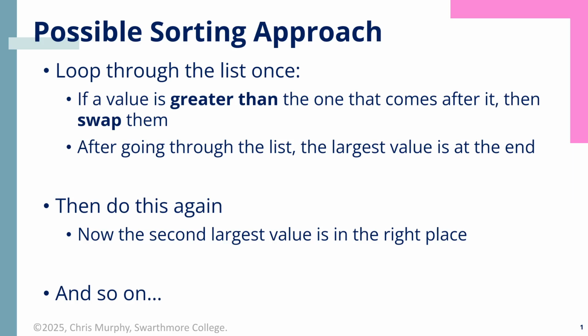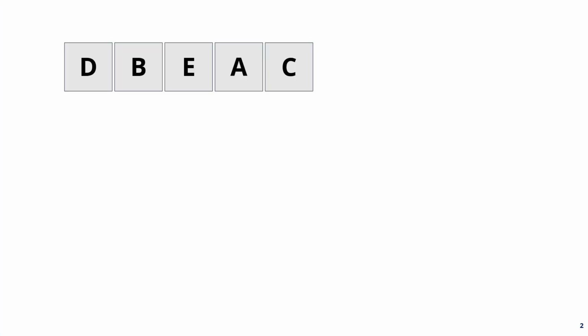I'll leave this on the screen for a second, but I am going to walk you through an example of this using 5 letters. The idea is we go through the list and swap something with anything that's bigger than it. We swap it if it is bigger than the thing that follows, so the bigger things are moving right. Let's see an example of how we would do this.